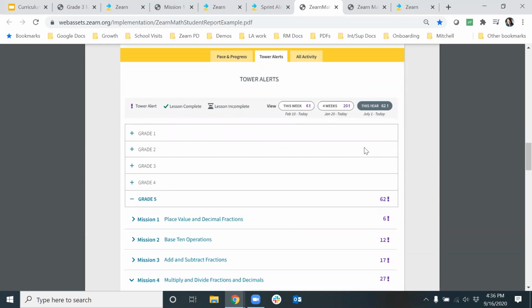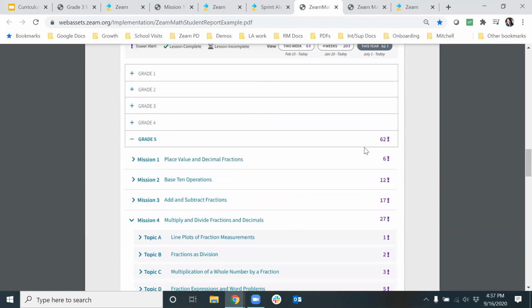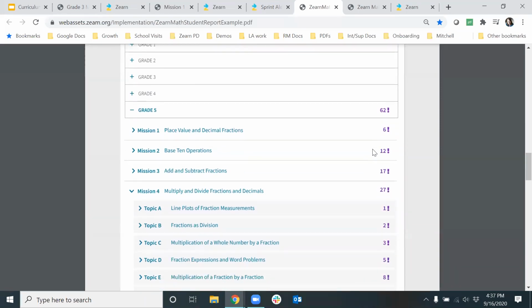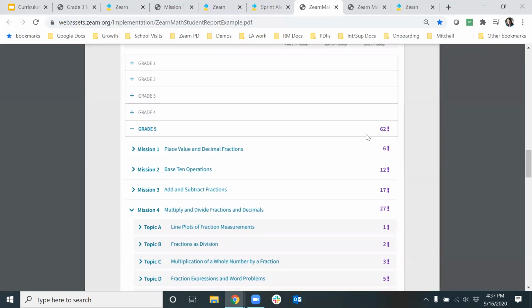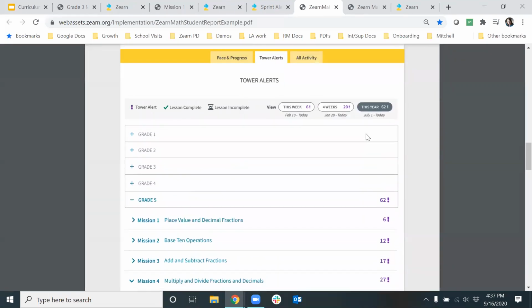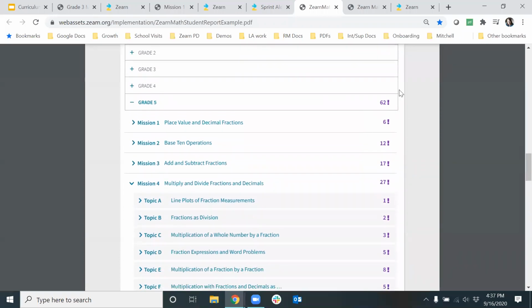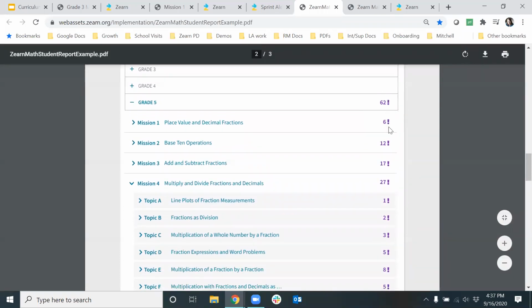And as I scroll down, I have a clear summarized view of where a student has struggled by mission or by topic and by lesson. So you can see from this information, both the content that the student's assigned to, as well as if they struggled in earlier grades. So this is a student report for my fictitious student, Suzanne. She's a fictitious 5th grader. And you can see from this Tower Alerts report that she's working in 5th grade. She's had a pretty strong start to 5th grade.